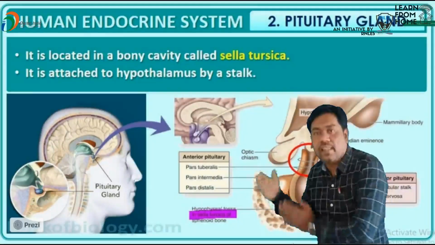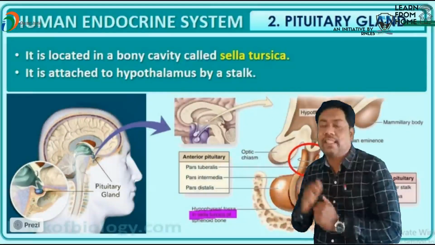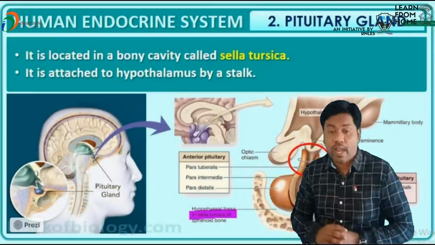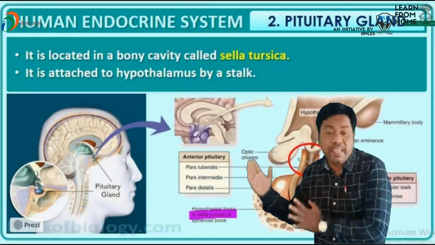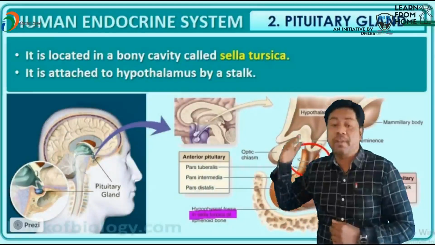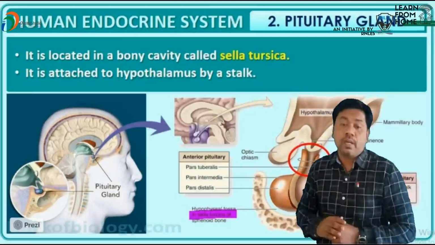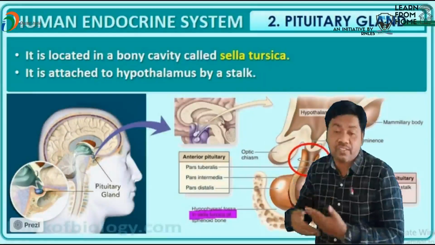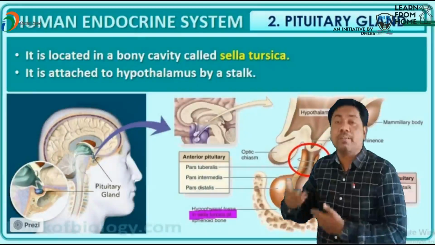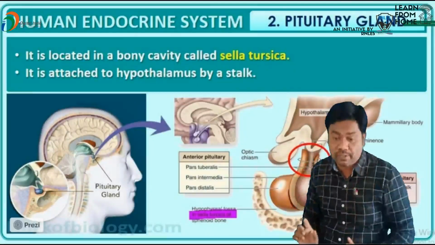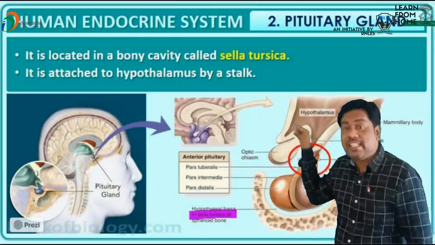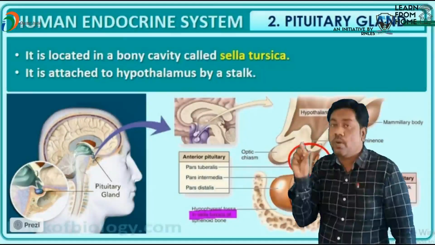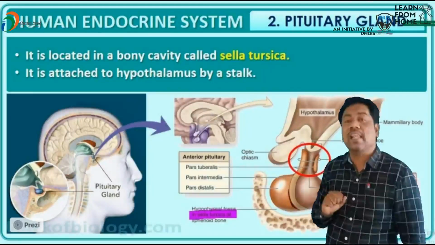And what is the length of this pituitary gland? 1.3 centimeters long. So this is about the pituitary gland. The pituitary gland is a small gland. It is the smallest gland. It is an unpaired gland. It is about 0.5 grams in weight and 1.3 centimeters long. It is visible in which color? Pinkish color. What is the shape? Pea-shaped structure. The pituitary gland is located in a bony cavity or bone depression, that is known as the sella turcica.